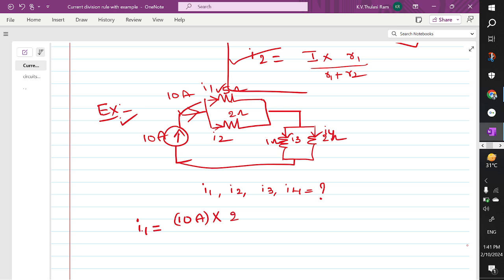This is nothing but 2 ohm divided by the sum of resistors which are connected in parallel. What are the two resistors connected in parallel? This is nothing but 5 plus 2. This is how to find out I1.